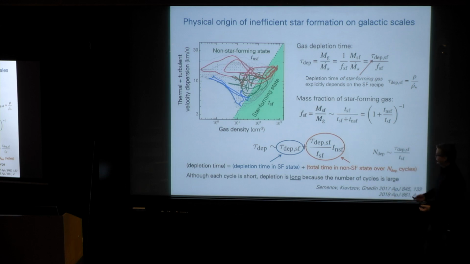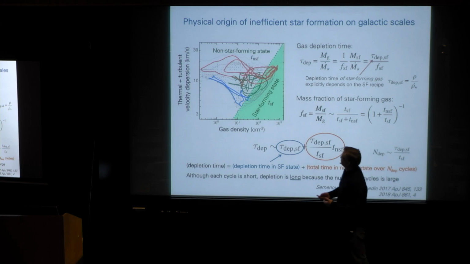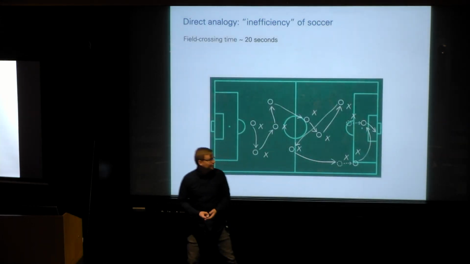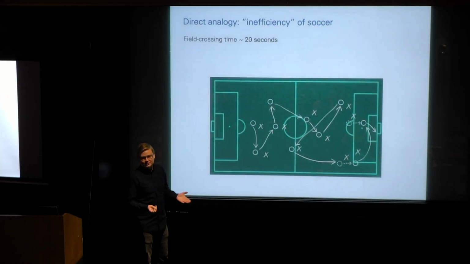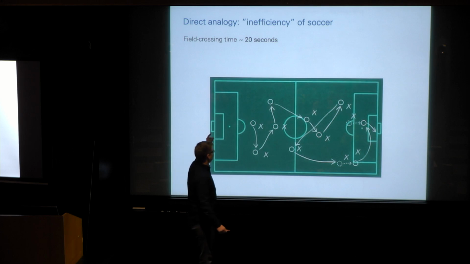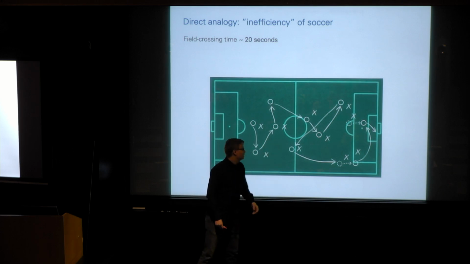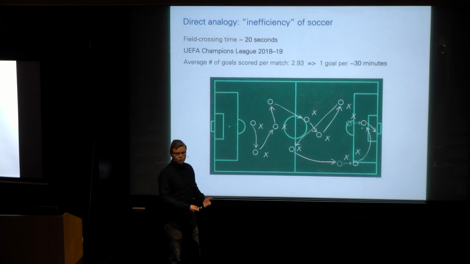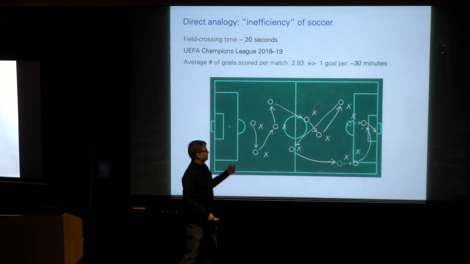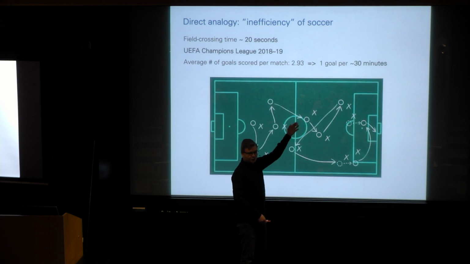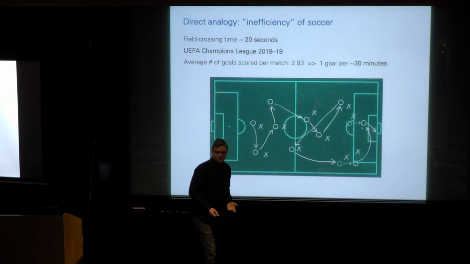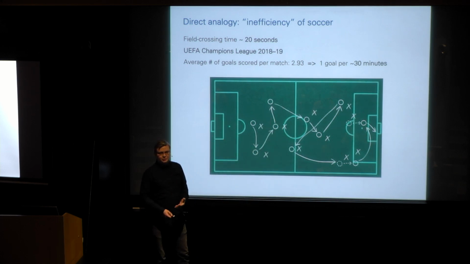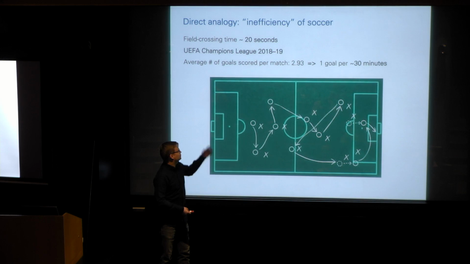very large. So the situation here is very similar to what is going on in soccer. Soccer is also inefficient, and the typical crossing time for players is of order a dozen seconds. But at the same time, the overall score at the end of the game is very low. So the time scale on which goals are scored is very long compared to this dynamical time scale. It means that the efficiency of scoring is very low.